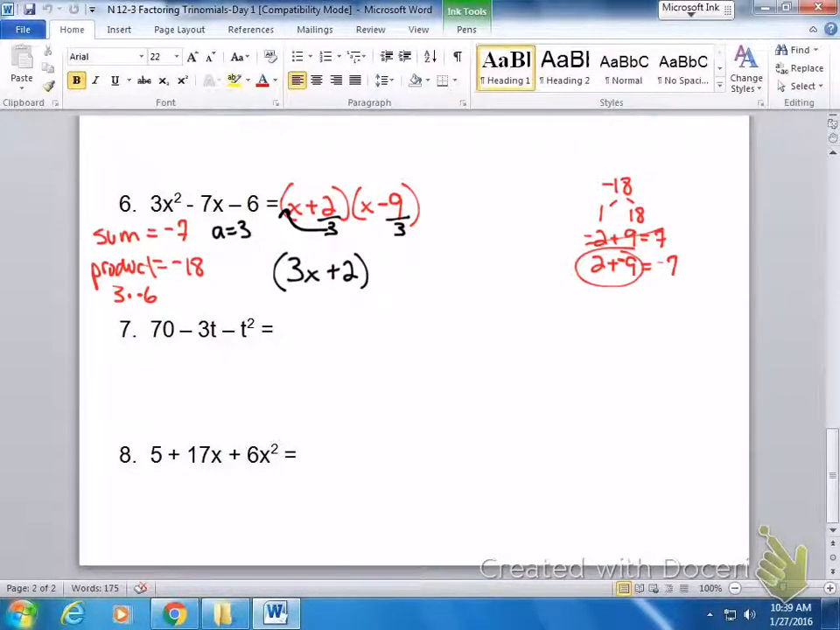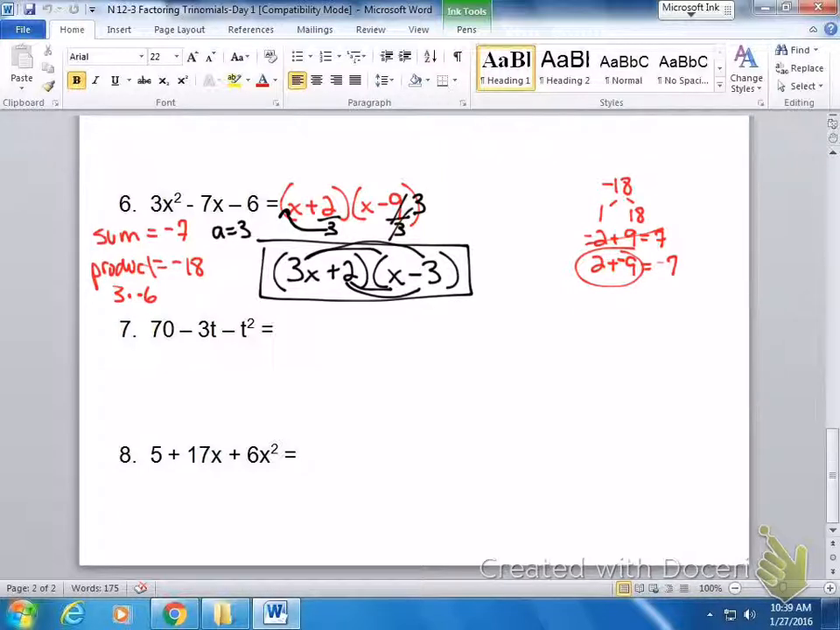And then the next one, I have 9 divided by 3. Well, 9 divided by 3 actually gives me 3. So I have x minus 3. There's your answer. Now remember, you can always check this by doing our distribution. If you do the distribution, you should get the same thing we started with, okay?